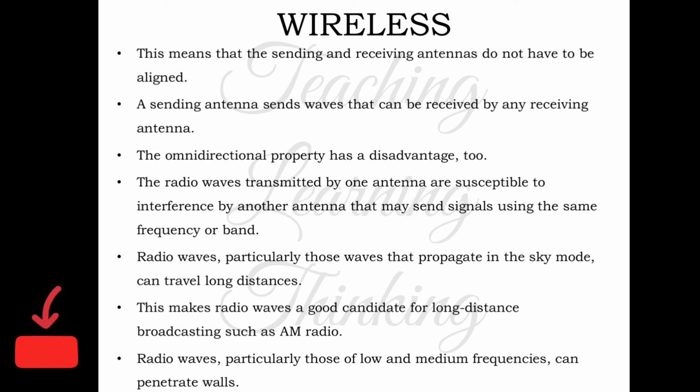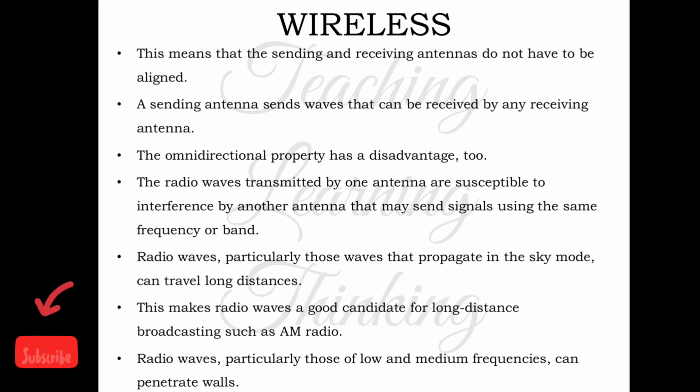The omnidirectional property is also a disadvantage, because radio waves transmitted by any antenna are susceptible to interference by any other antenna that may send signals using the same frequency or band. Radio waves, particularly those that propagate in the sky mode, can travel long distances. This makes radio waves a good candidate for long distance broadcasting such as AM radio.